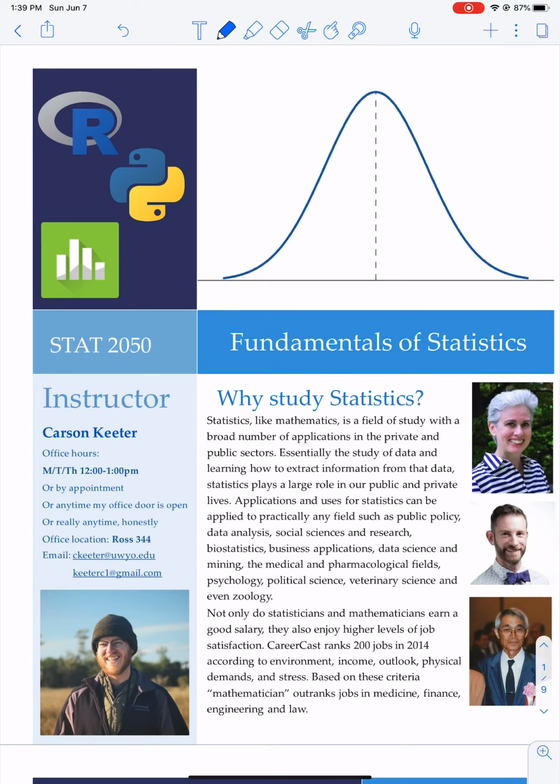My name's Carson. That's it. Just Carson, not doctor, not professor. Just Carson is fine. Carson Keeter, for trying to be formal. And I'm going to be the instructor for this summer session of Stat 2050, Fundamentals of Statistics. So you should all be in the right place. If you're not, shoot me an email, and we'll find you the right place.